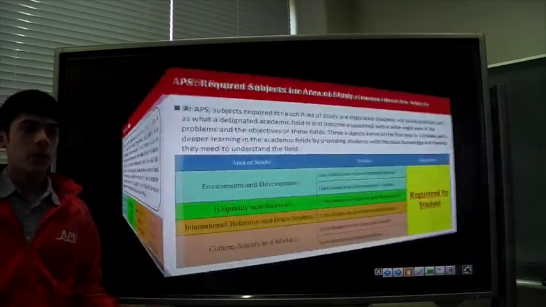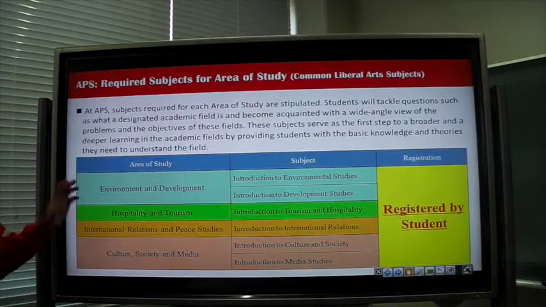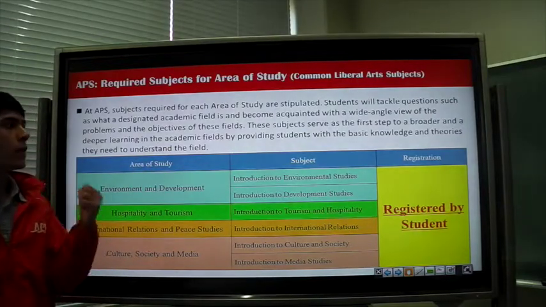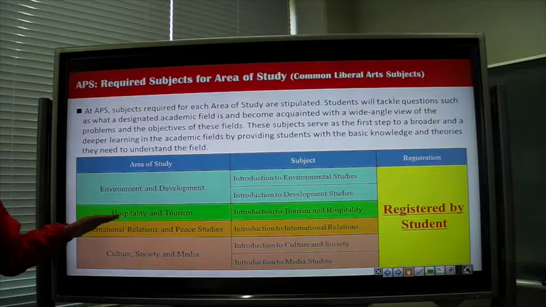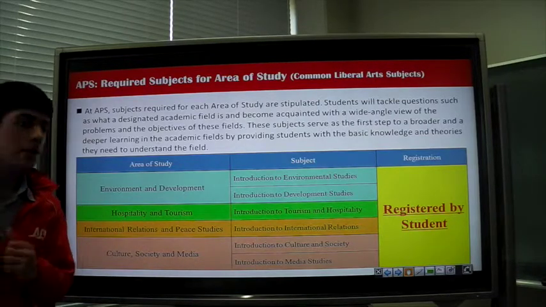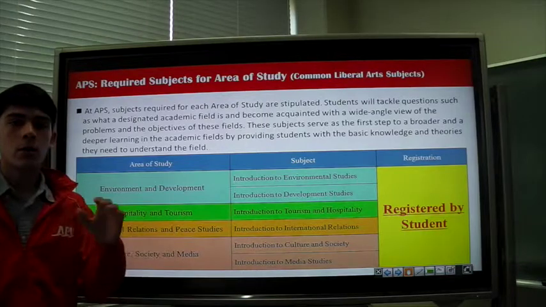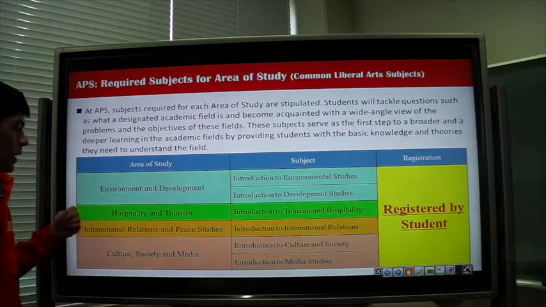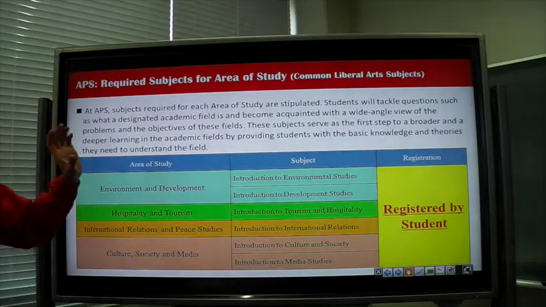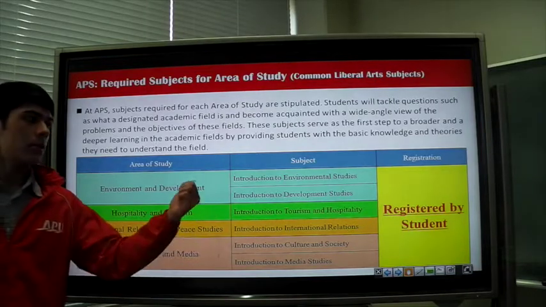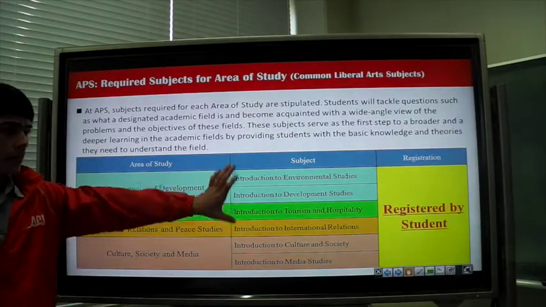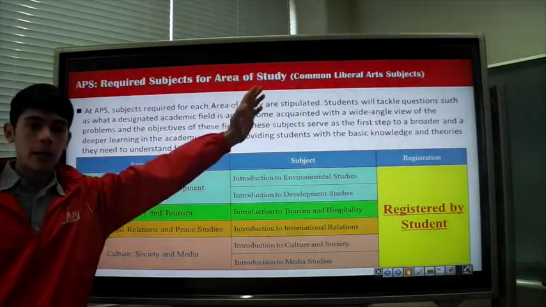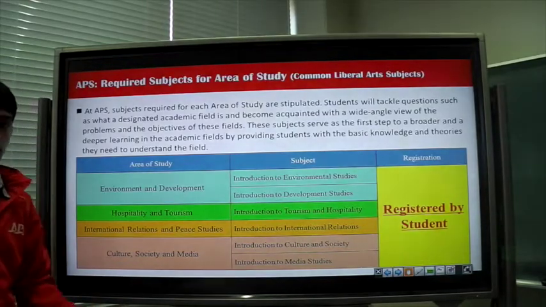And then, once you decide and choose the area of study, there are some specific subjects that you must take under your area of study. For example, if I take hospitality and tourism, it's compulsory for me to take introduction to tourism and hospitality also. So it's also counted as graduation requirements. And both the area of study and the subjects are registered by the students. And one point is that these subjects, even though they are under the area of study, are called common liberal arts subjects. So they are not APS major subjects, so keep that in mind.